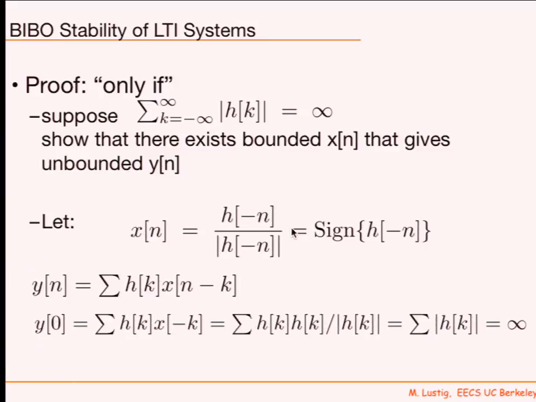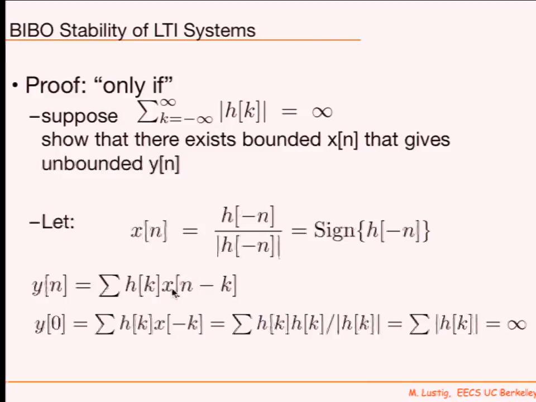What are the values of a signum function? 1 or minus 1, right? So it is bounded. Okay? All right. So if it's bounded, then we can perform the convolution between the signum of the impulse response and the impulse response. So you get the following relationship.